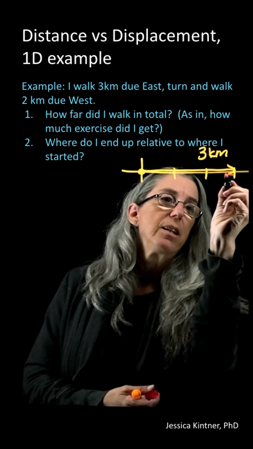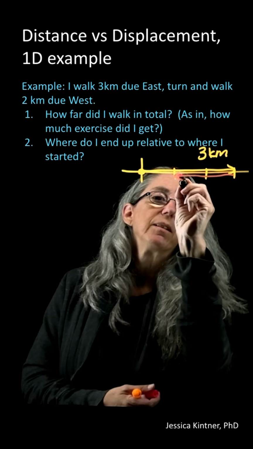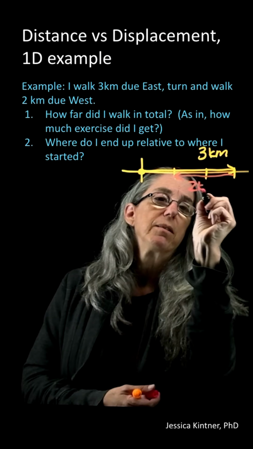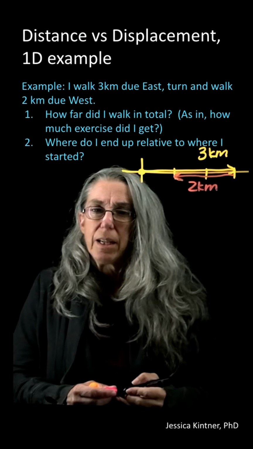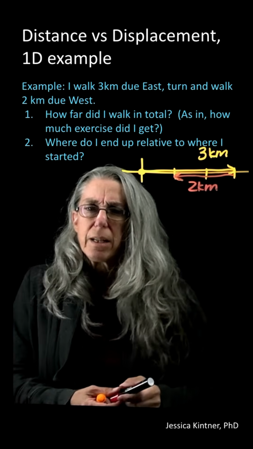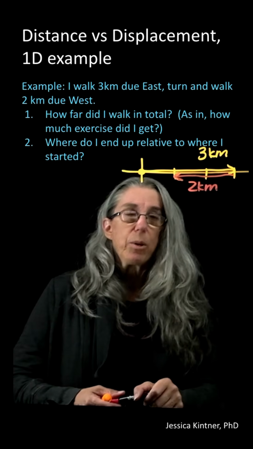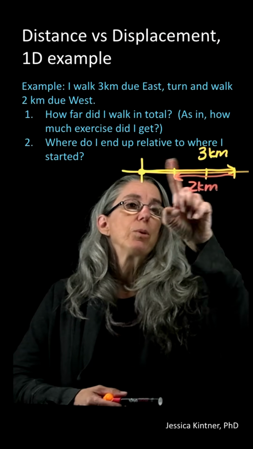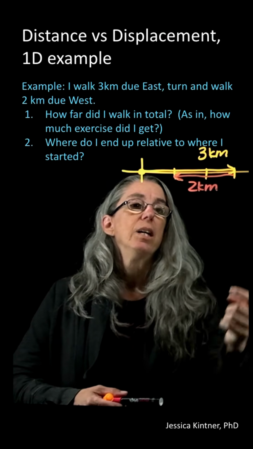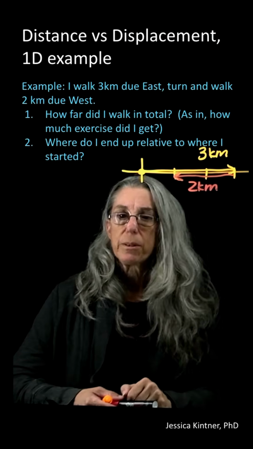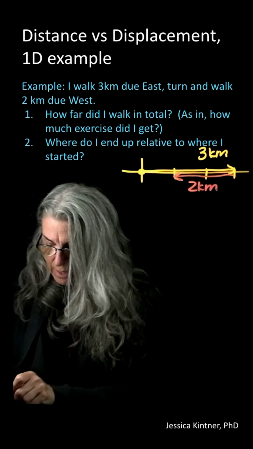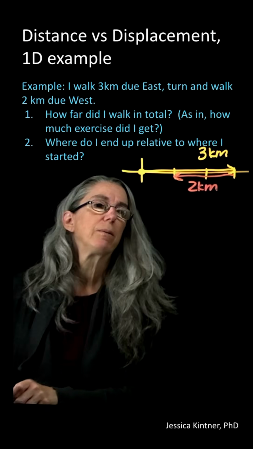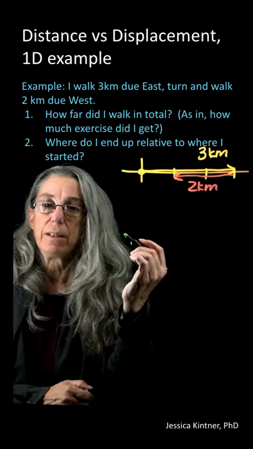I can't draw it right on top just so that you can see it, so I'm going to put it slightly below. So this one, the one slightly below, is the 2 kilometers, and they're in slightly different colors. Oh, that might not show up as well. The yellow is very bright for the 3 kilometers. So there's a 3 kilometer arrow that goes from the origin to the right 3 kilometers, and then I come back 2 kilometers.